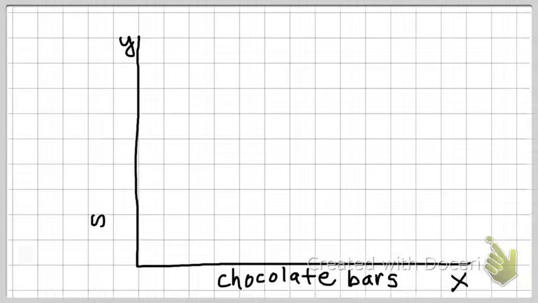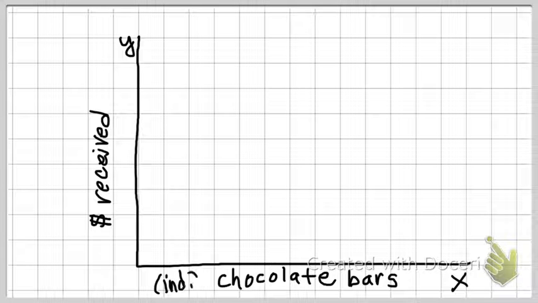We're going to call this one the money. Let's just put dollars received. Again, independent here on the x, and dependent on the y, going up that way. And you remember that this point right here is 0, 0, where nothing is sold.